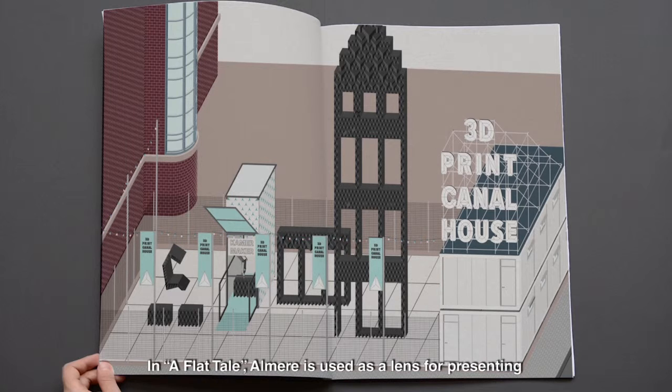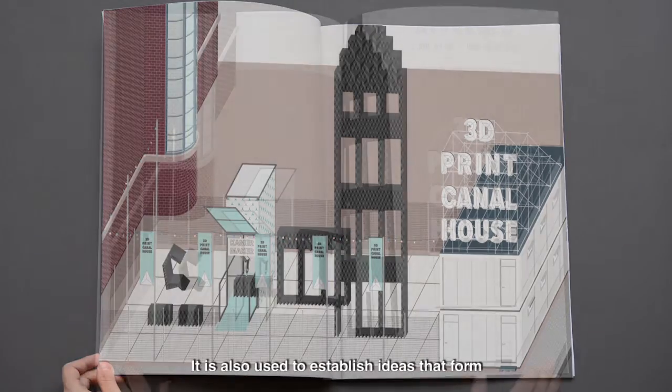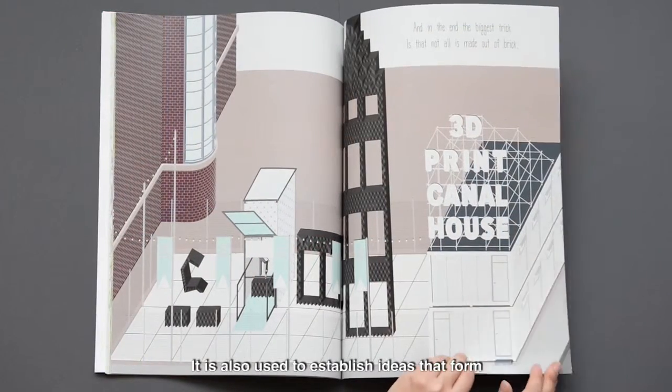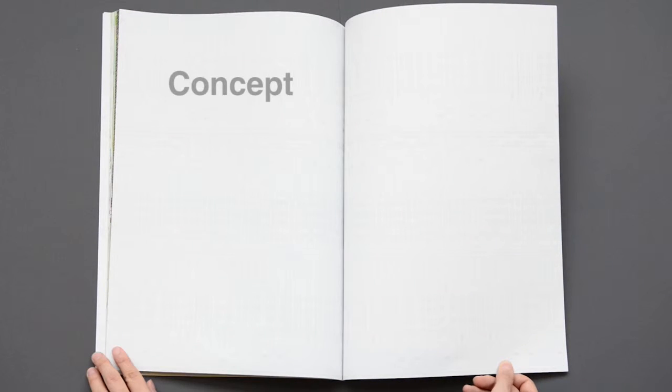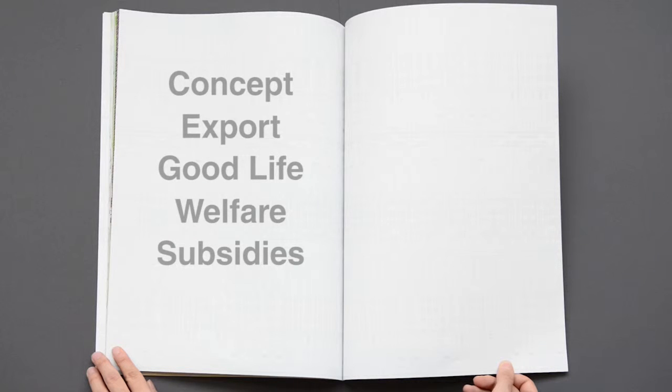In A Flat Tale, Almere is used as a lens for presenting and observing architectural, urban, and infrastructural approaches. It is also used to establish ideas that form generative theoretical elements of Dutch architecture and culture, such as concept, export, good life, welfare, subsidies, and others.